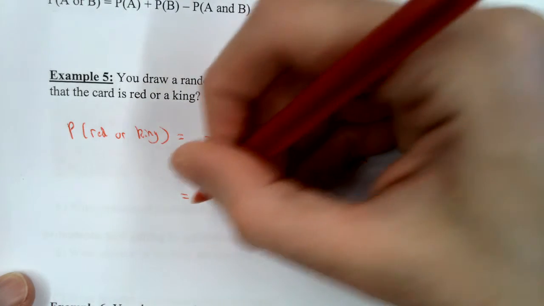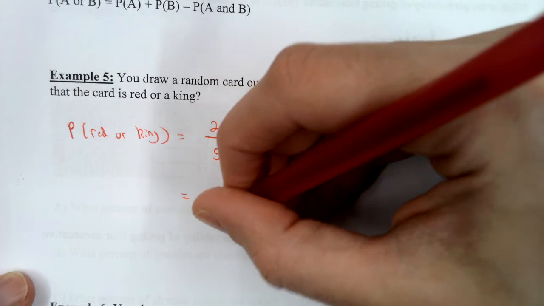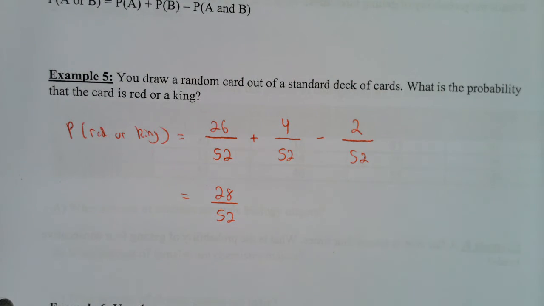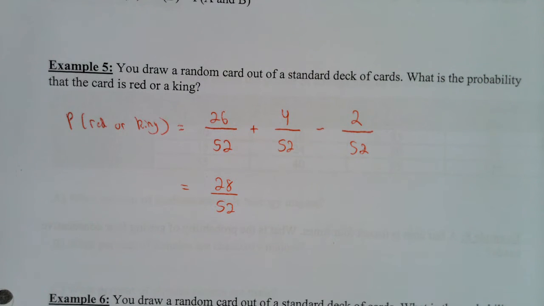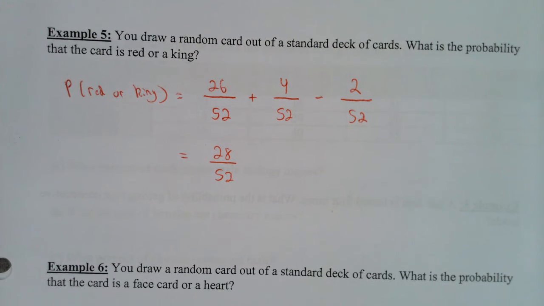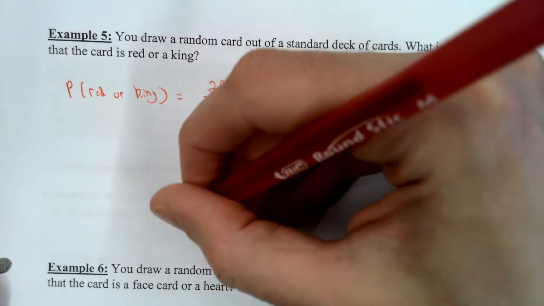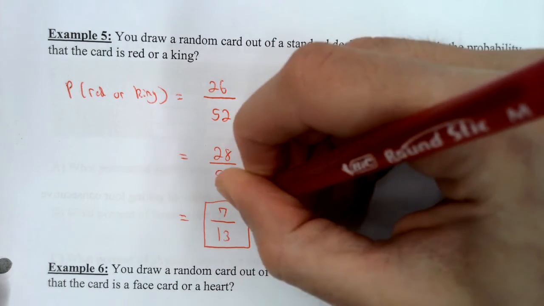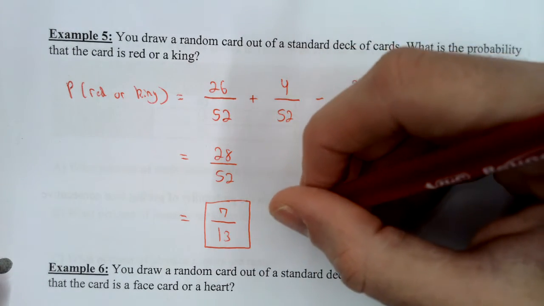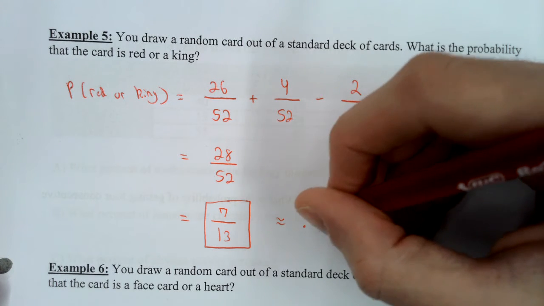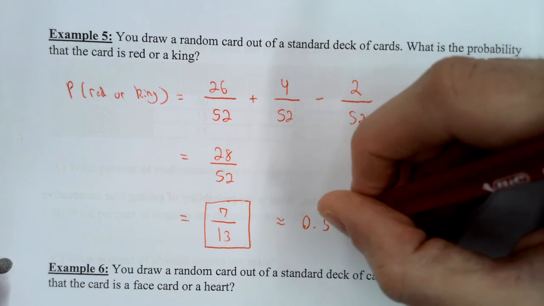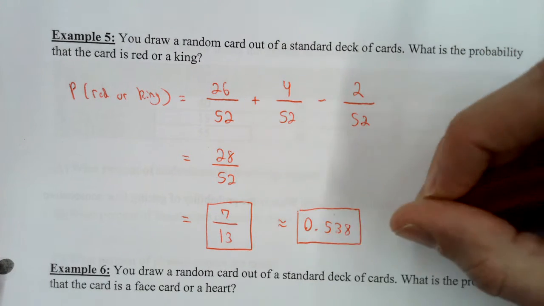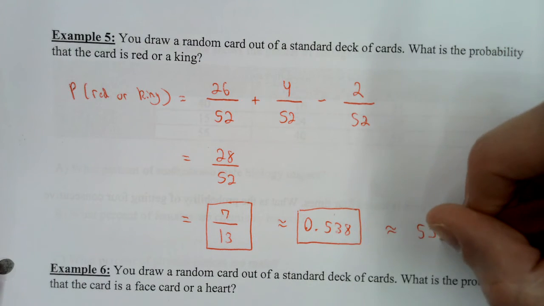So when you add those together, you get 28 out of 52. 26 plus 4 is 30, minus 2 is 28 out of 52. Simplify that fraction to 7/13. Put the answer like that, and we'll put it as a decimal, so approximately 0.538. And let's put it as a percentage. Let's say approximately 53.8%.